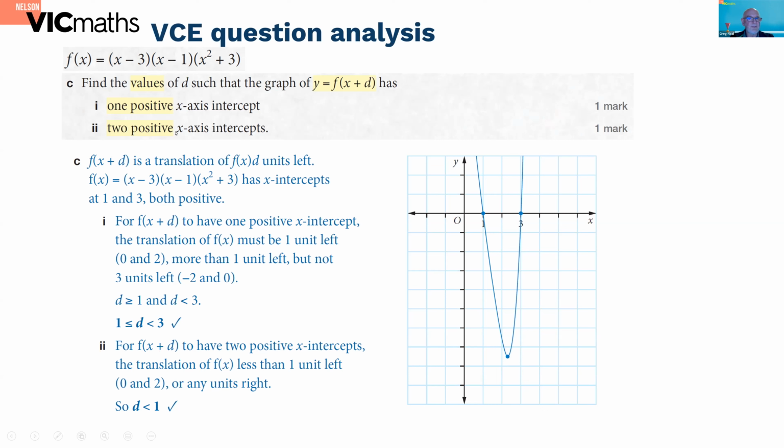Now, if we want to end up having 2 x-intercepts, then that means that I need to move it less than 1 unit to the right, to the left, I mean, which means that D's got to be less than 1.